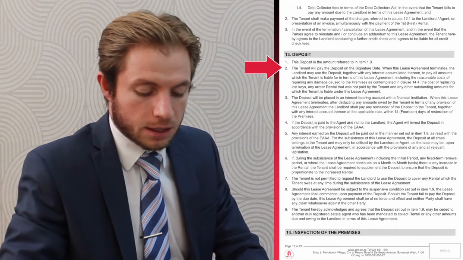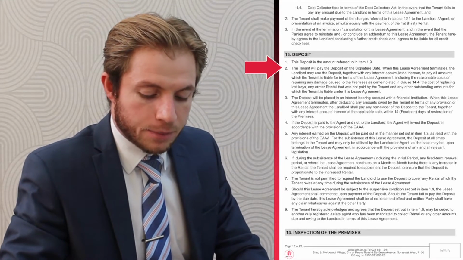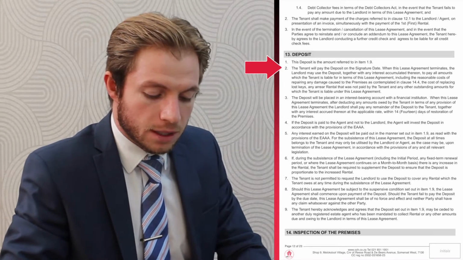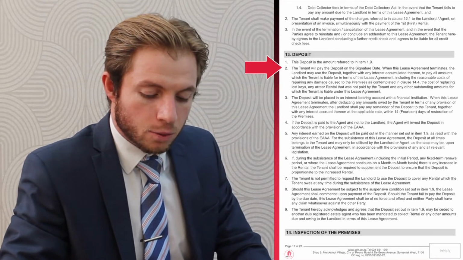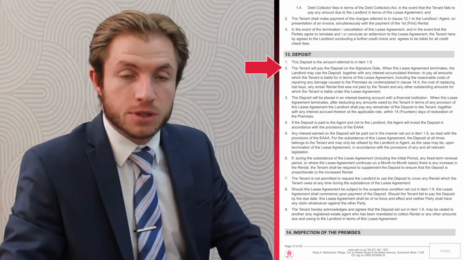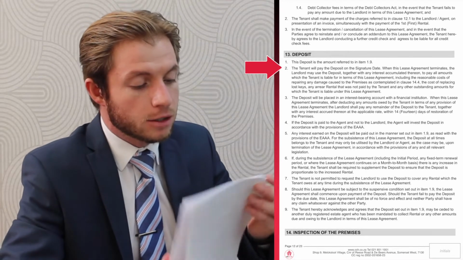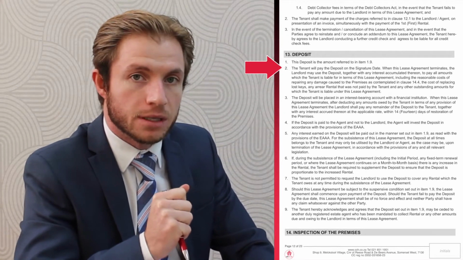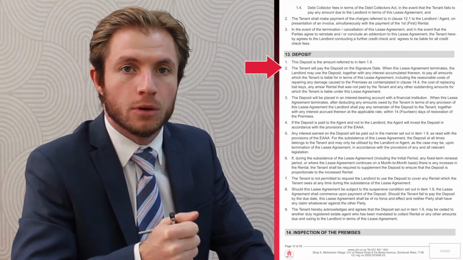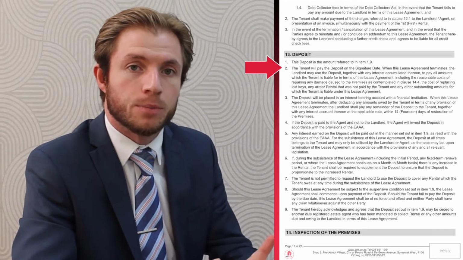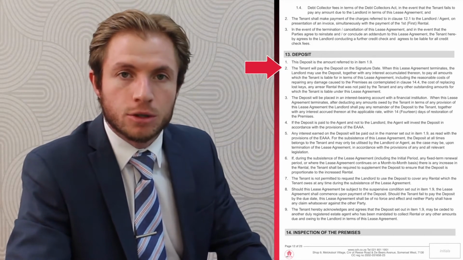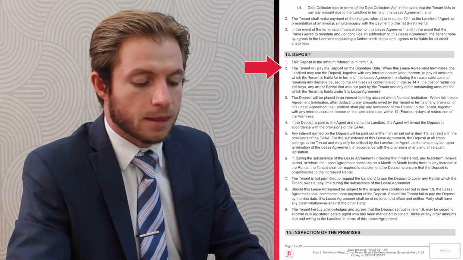The tenant will pay the deposit on the signature date of this lease agreement. And when the lease agreement terminates, the landlord may use this deposit together with any interest accumulated thereon to pay all amounts which the tenant is liable for in terms of this lease agreement. And that includes the reasonable costs of repairing any damages. Remember, we said earlier that a tenant will be liable for any damages or defects to the property that the tenant caused during the lease period. But excluded from that is fair wear and tear.